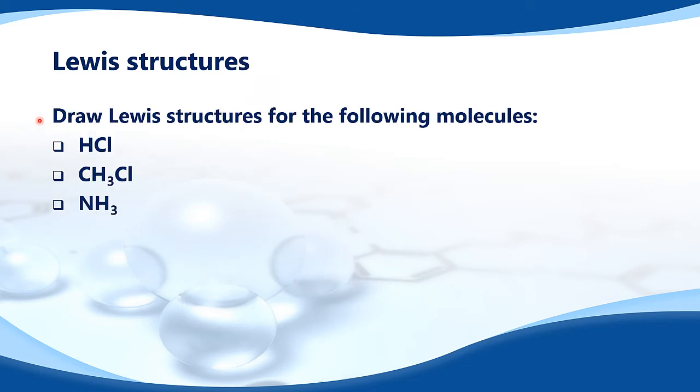Here's some Lewis structures for you to try. Draw Lewis structures for the following molecules: HCl, CH3Cl, and NH3. Use the rules from the previous slide, and you can pause the video, and when you've tried the Lewis structures, play the video again, and the following slide will show you the answers. So you can pause it now.